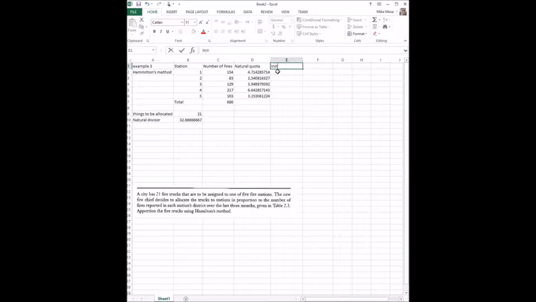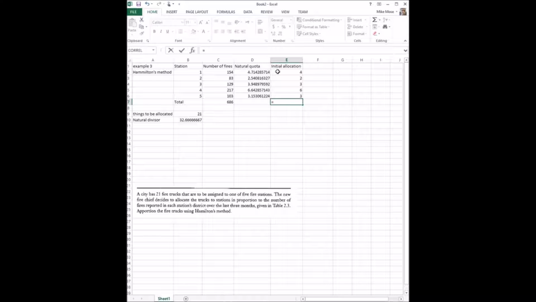The initial allocation is just the natural quota, this column over here, rounded down. Here we have 4.7, so that's just going to be 4. Here we have 2.5, so it's just going to be 2. Here we have 3 point whatever, which is going to be 3, 6 point something is just 6, and 3 point whatever is just 3. Now, we don't know how many we've allocated, so let's see how many we've allocated, and then see how many we have left.